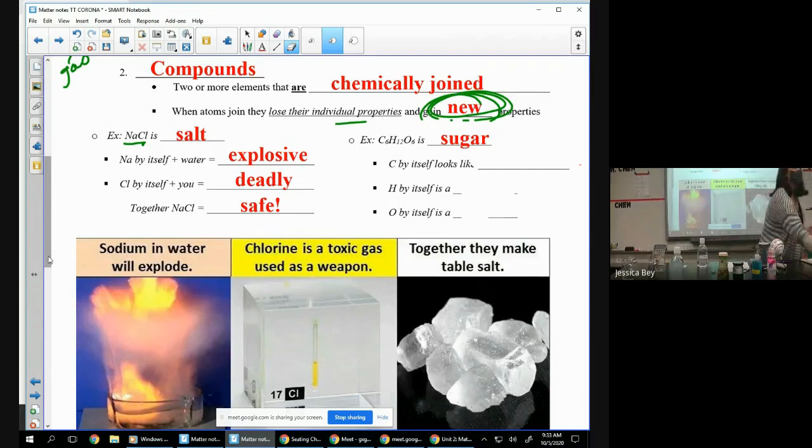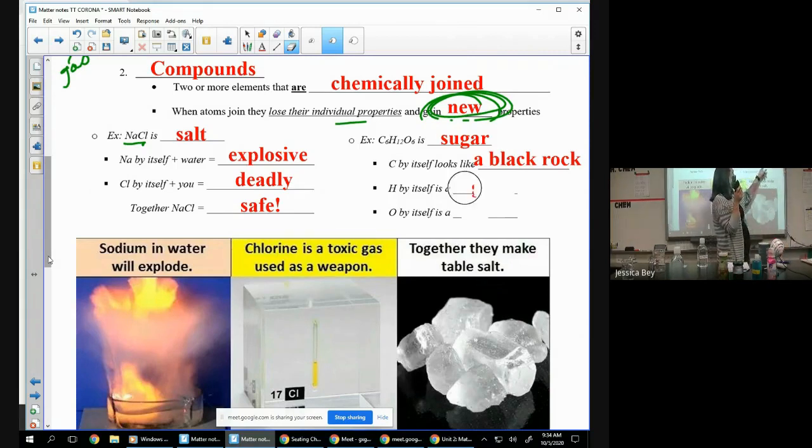This is carbon. It's a black rock. Hydrogen is a gas. Oxygen is a gas. Does sugar look like a bunch of gas with a black rock in it? No. Sugar itself now has new properties, and it's also delicious. Apparently, I'm just hungry, and I'm making salt and sugar as my examples here.